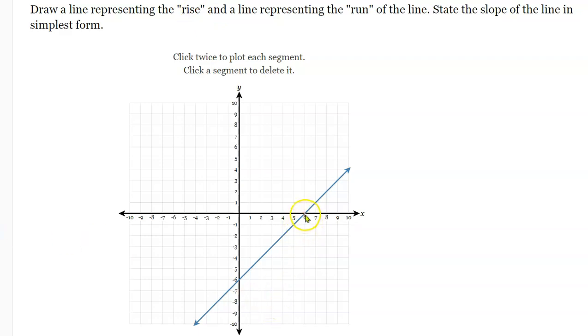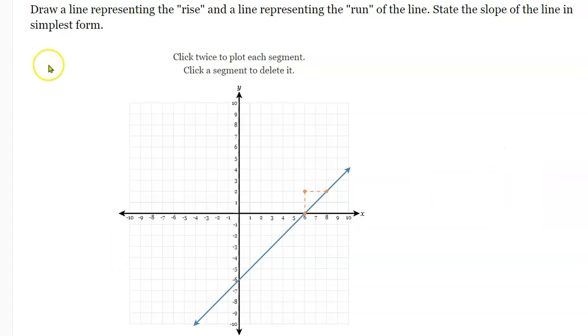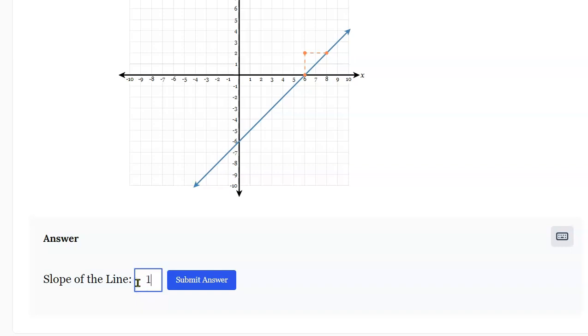So I'm gonna click here, and I'm gonna rise up two boxes and click again. There's my first segment, known as my rise. Now, I'm going to click the top of that line and move to the right, and that will make my run. So my rise is positive 2, my run is positive 2, and rise over run is 2 over 2, which can be simplified to 1. So I'm going to type a 1 in the answer box down below the graph.